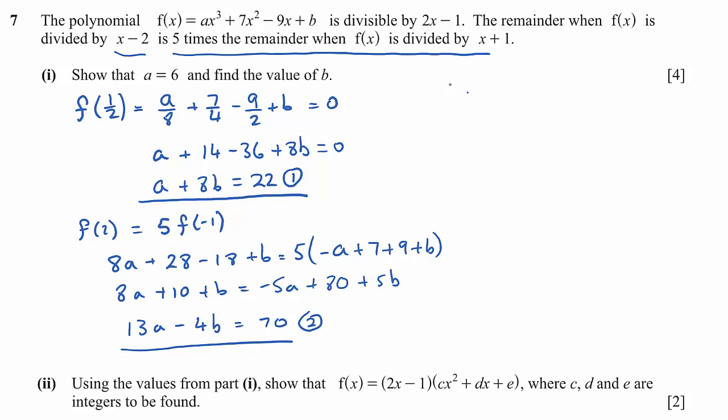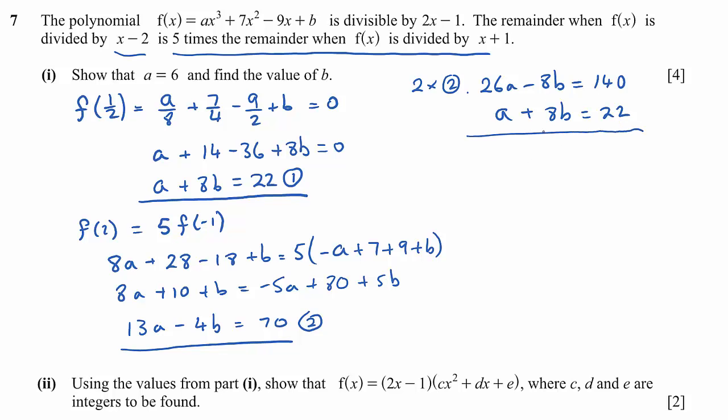So if I do 2 lots of equation 2, that's 26a's minus 8b's is equal to 140. And then we had a plus 8b is equal to 22. And if we add those, the b's will disappear. So I've got 27a equals 162.